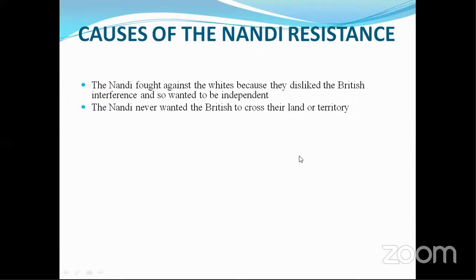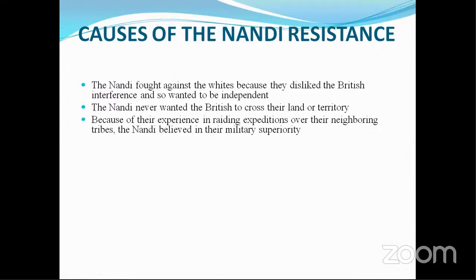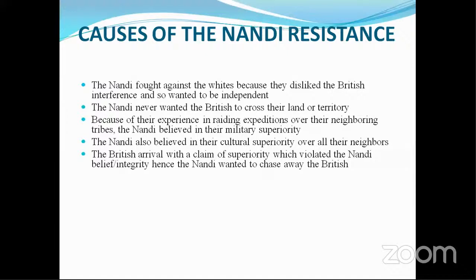Now we have seen people have given us some of the points. You can see there is that point here that they had experience in fighting, and simply because they had experience, they also had to fight these ones. Then we are saying they believed in natural cultural superiority. They were like, for us, we are superior. How can these people come and take our land when we are just looking at them? So that superiority contributed. Then there is also the British claiming that they were superior. So they had to be fought by the NANDI, because the NANDI knew that it was only themselves, it was only the NANDI that was superior.